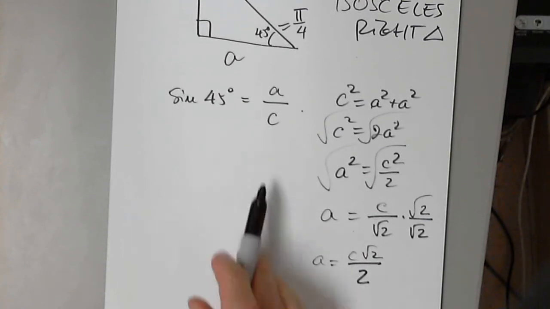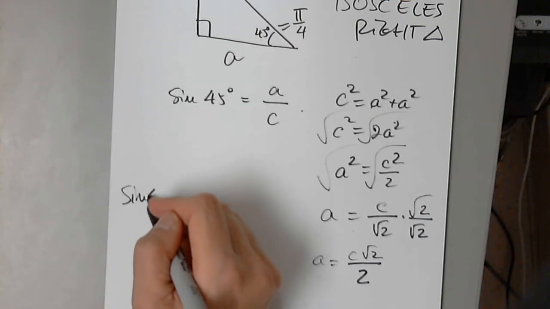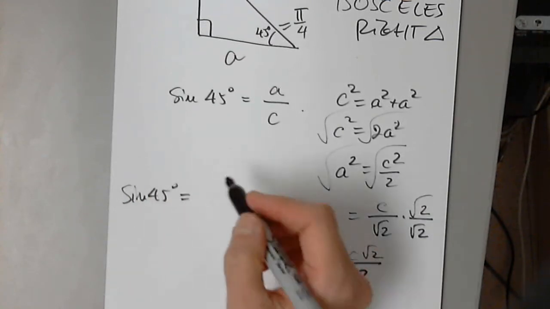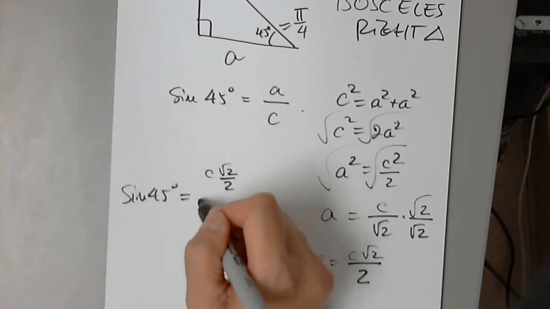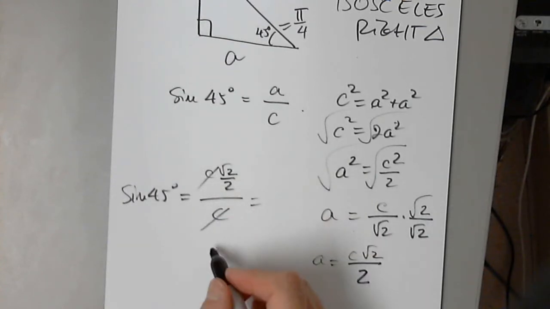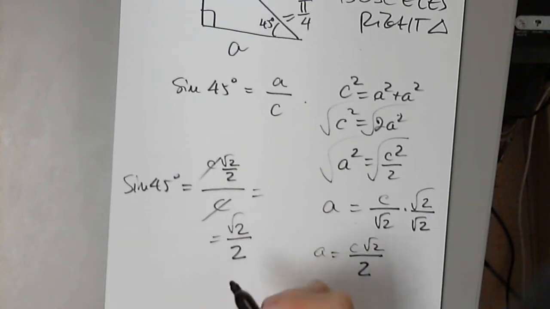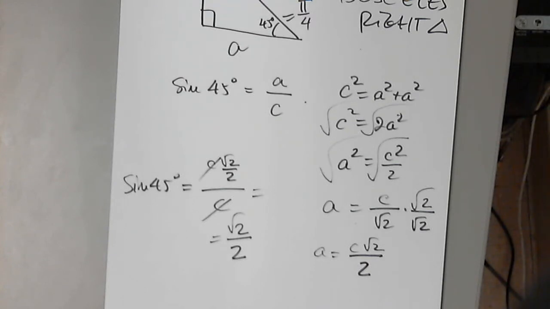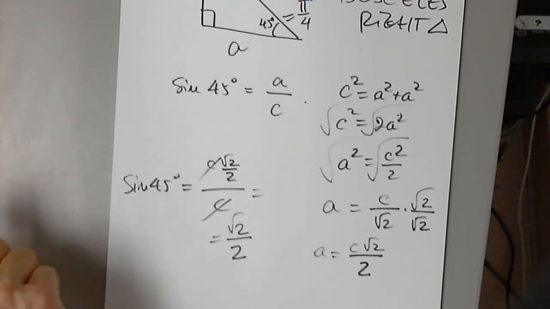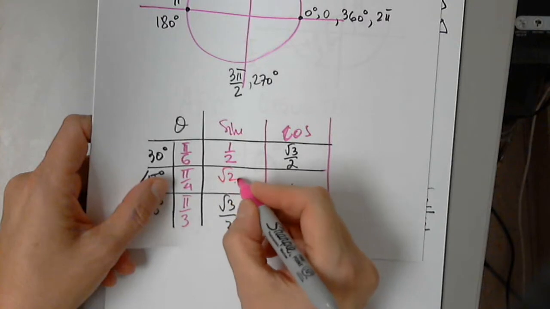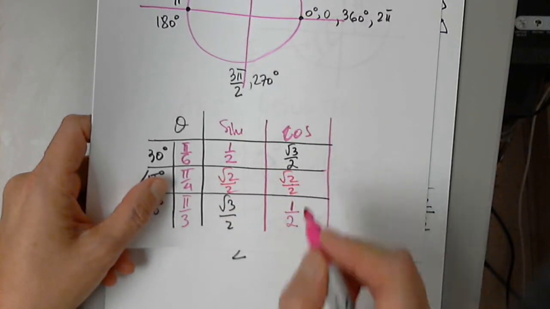That's all I needed. I need to go back. Sine 45 degrees equals C times the square root of 2 over 2, divided by C. And we determined that the square root of 2 over 2 is sine of 45, as well as cosine of 45, and this is the only angle for which sine and cosine are equal. So the square root of 2 over 2, the square root of 2 over 2.